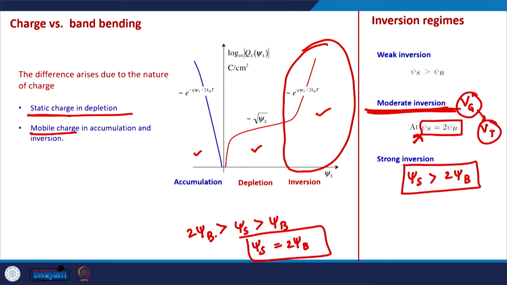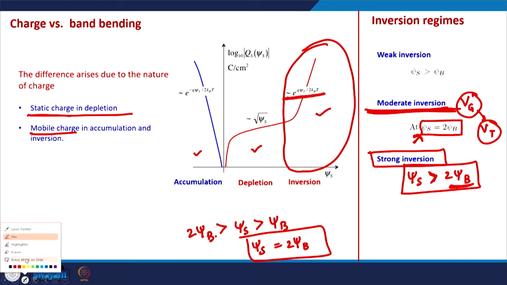And at this point, if you recall, this inversion charge increases exponentially, and so it suddenly dominates the semiconductor charge. The semiconductor charge can be assumed to be entirely the mobile charge in the strong inversion regime. So generally, the MOSFETs are operated not exactly at psi s equal to 2 psi b, they are operated slightly above, a few kT values above the 2 psi b surface potential, and this is known as the strong inversion regime.